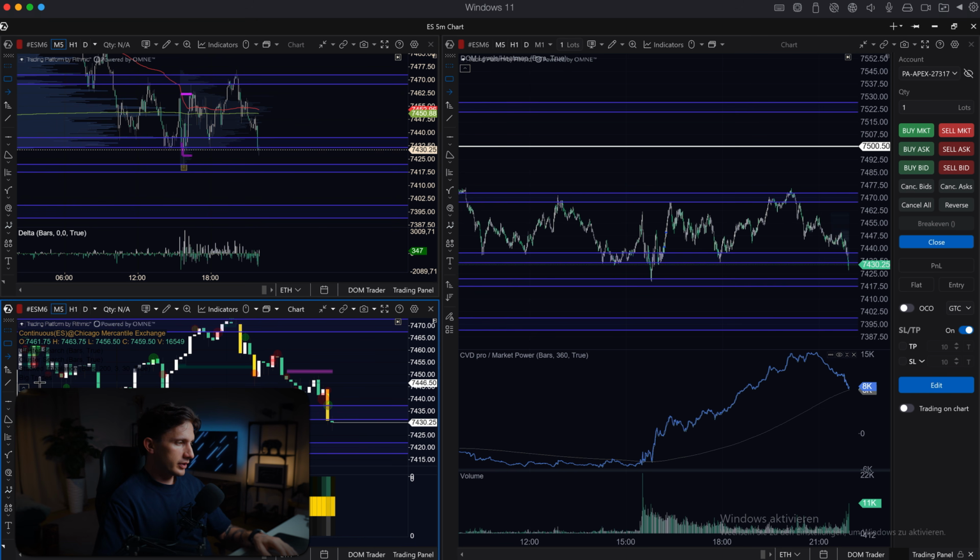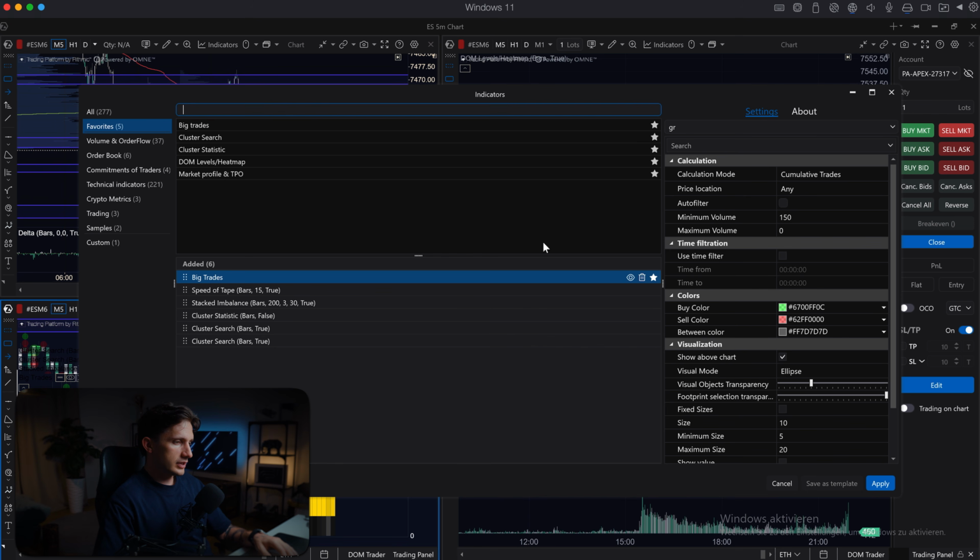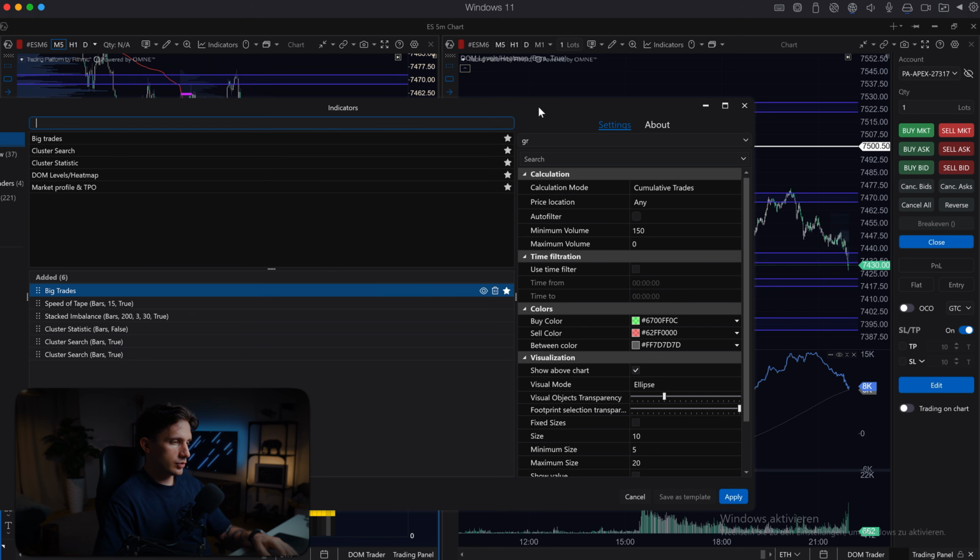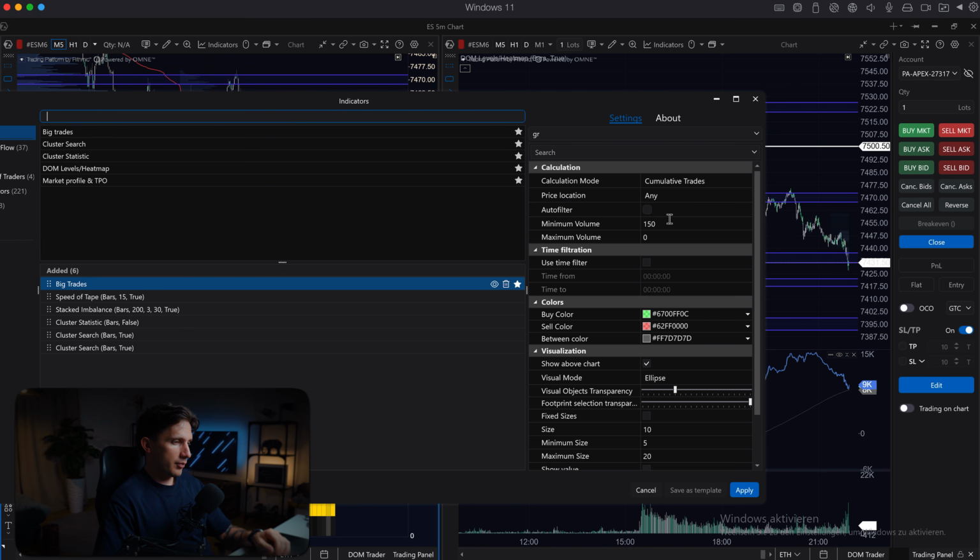Now let's jump quickly into the big trades settings. I'm mostly trading ES, right? Sometimes I'm trading NQ, but on ES my minimum volume is 150. When you're trading NQ, your minimum volume should be 50 or 100, right? But when you're trading ES, minimum volume 150 and you're good to go.